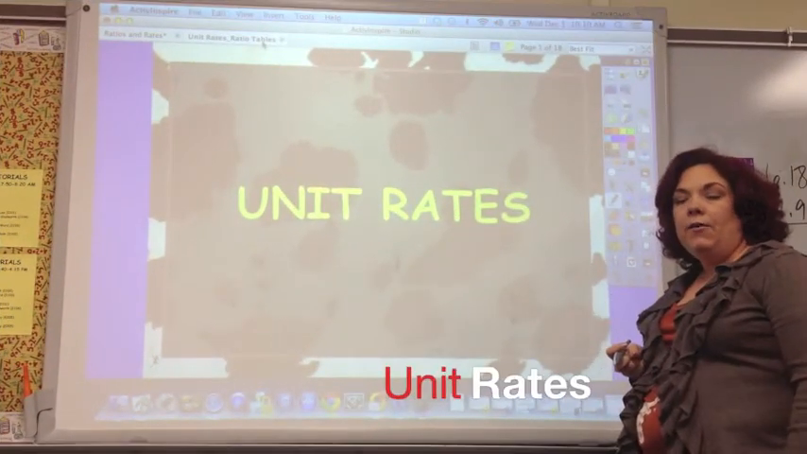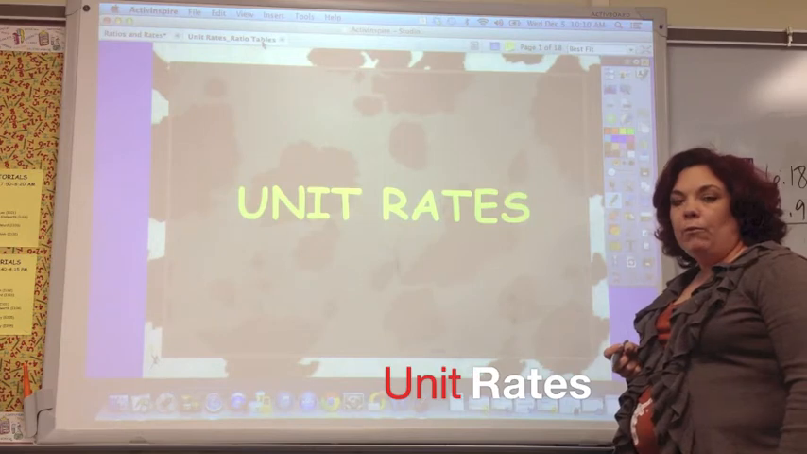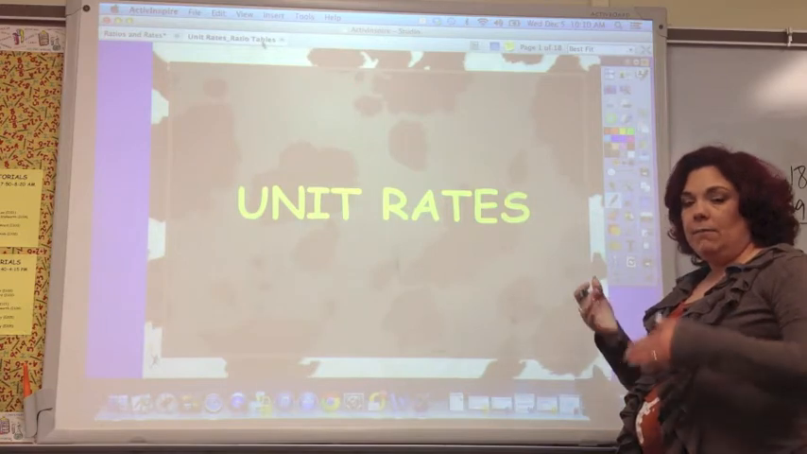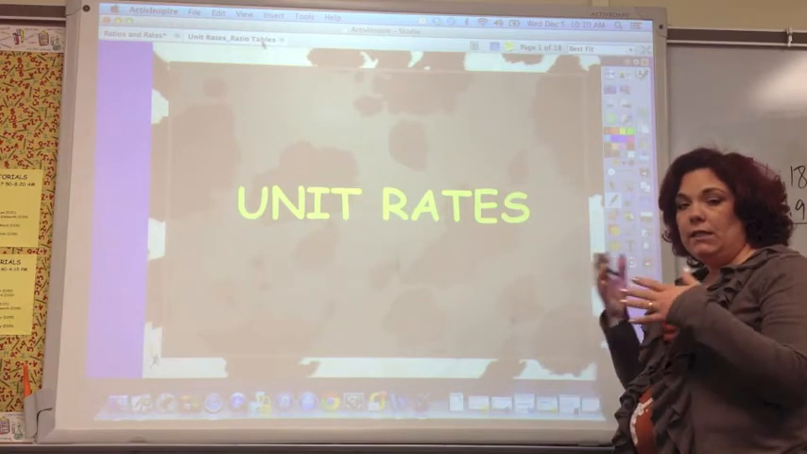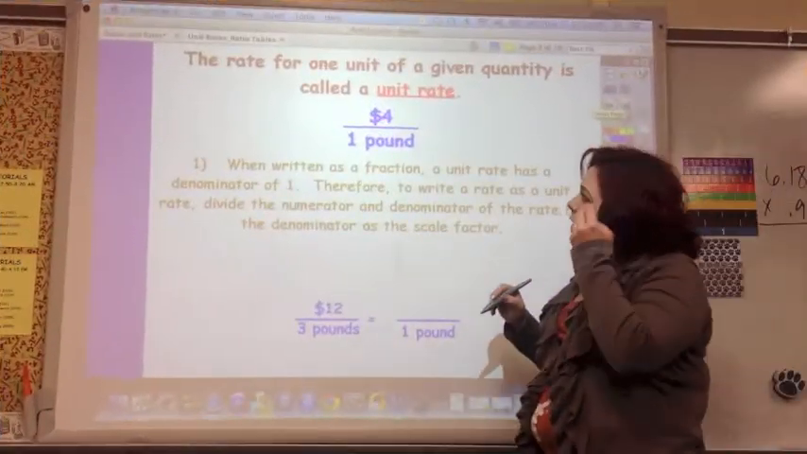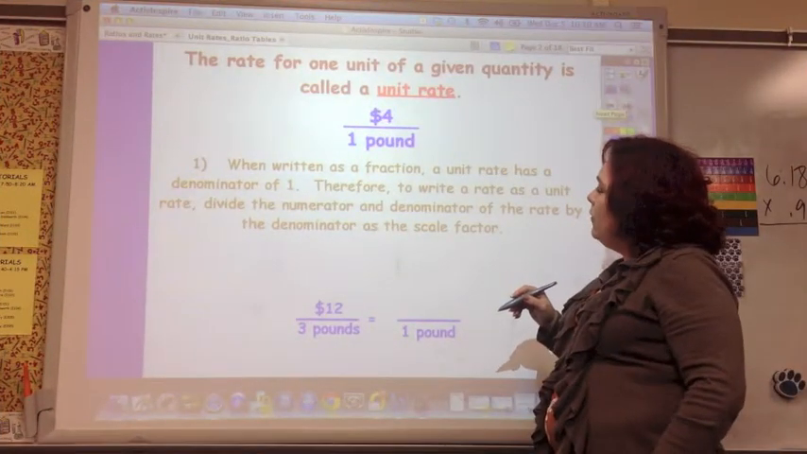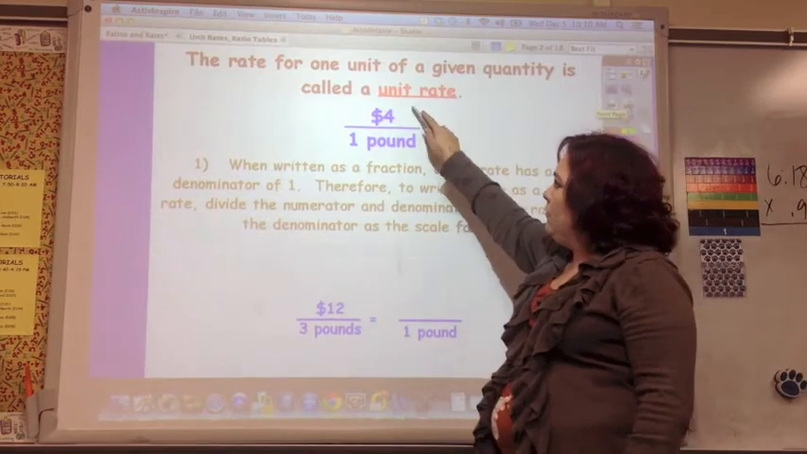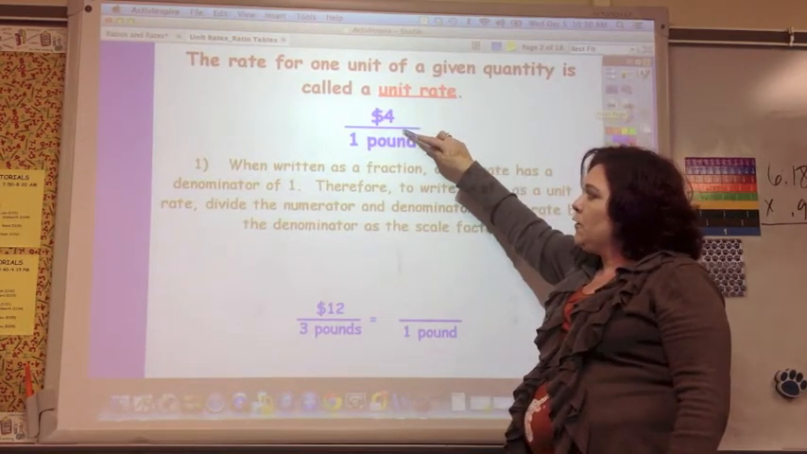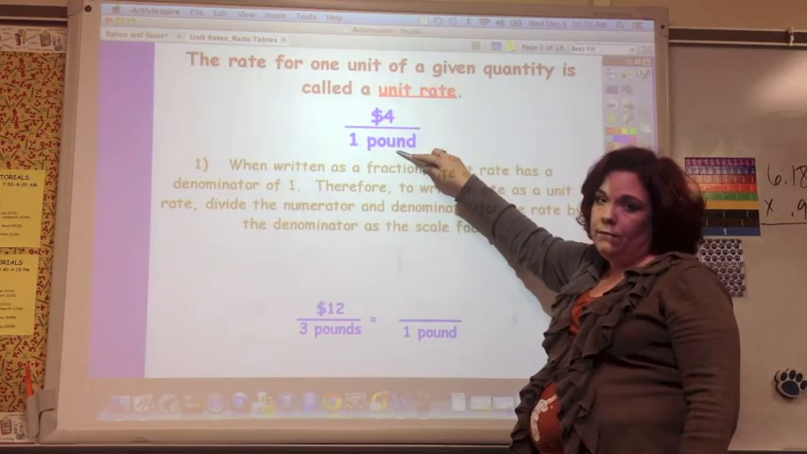Okay, so now whenever you have a ratio, that's a comparison of two quantities, and then a rate is a comparison of two quantities with different units. And a rate for 1 unit of a given quantity is called unit rate. You need to write that down. And an example is $4 per 1 pound.